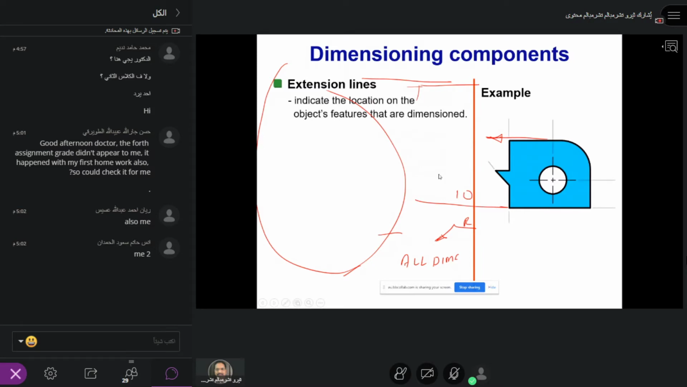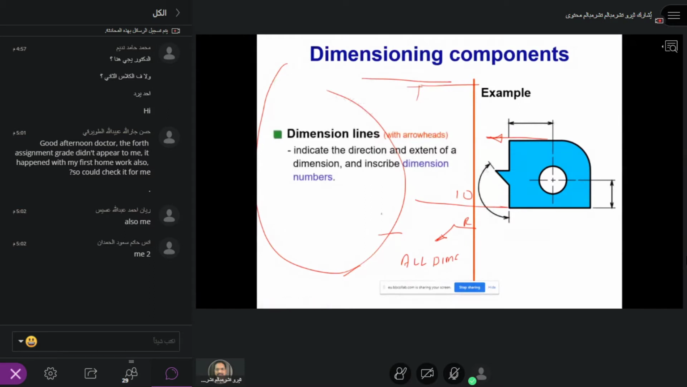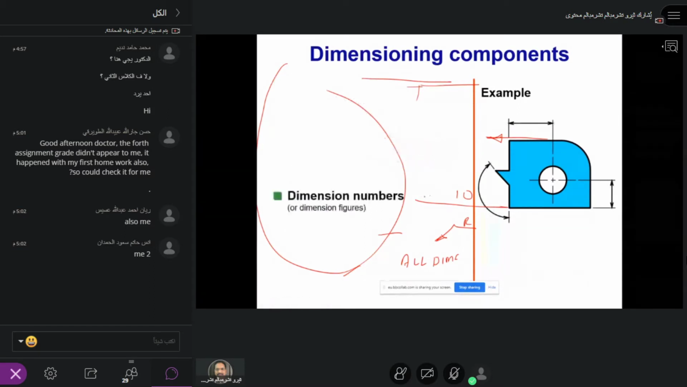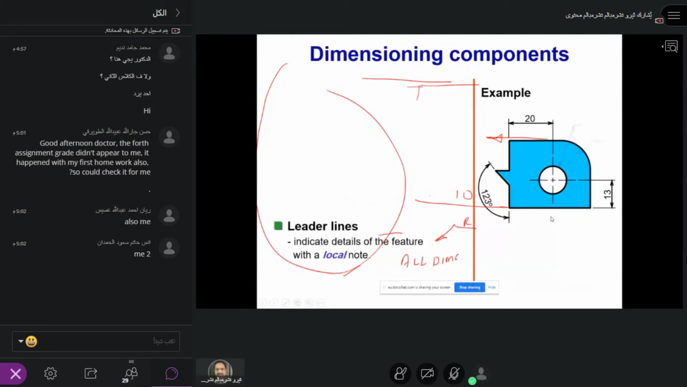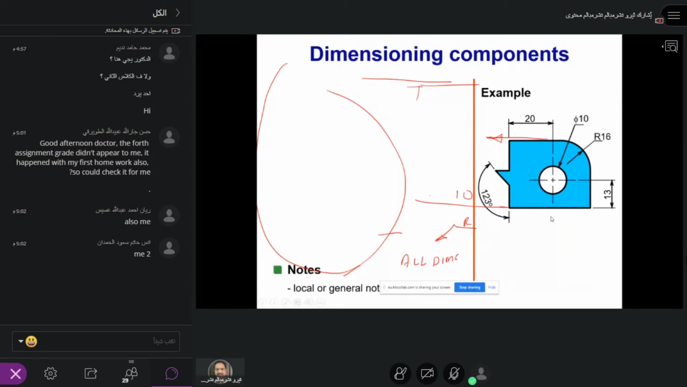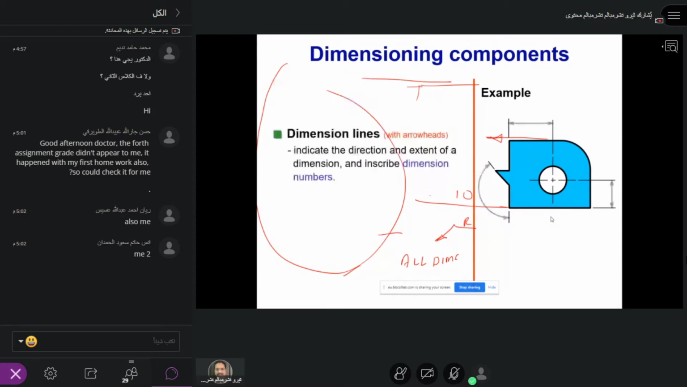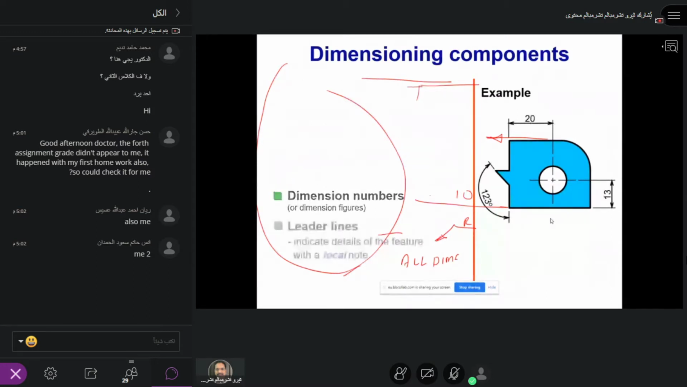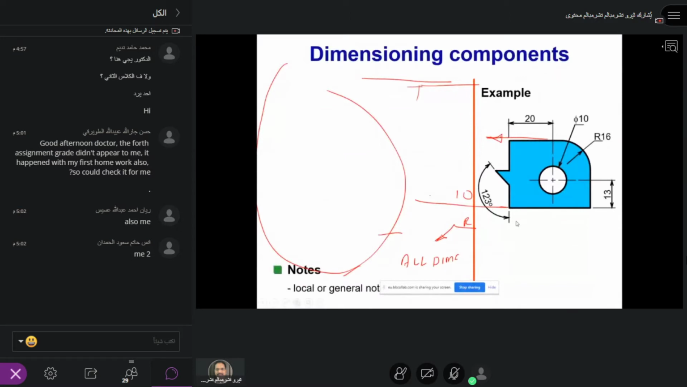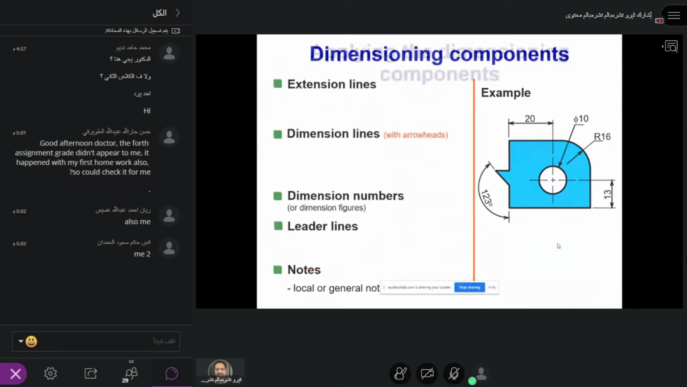These are the extension lines, and then dimension lines, these are the dimension lines, and numbers, we write the numbers there, 23, 20, 13, and so on. Leader lines, you can take the leader for radius and diameter. So this is what the normal components of dimensions are. Okay, so the extension lines, the dimension lines, and then dimension number, and the leader lines and notes, which are all included in the dimension components.